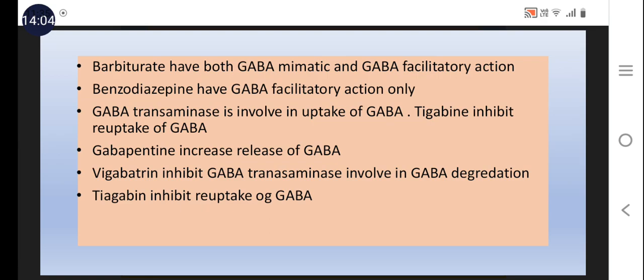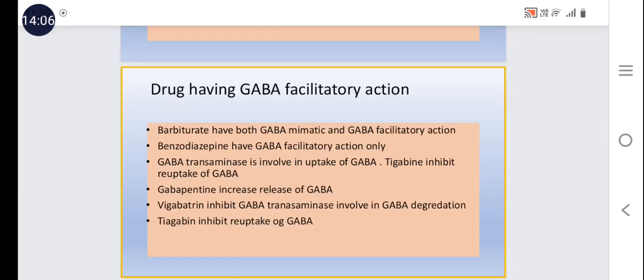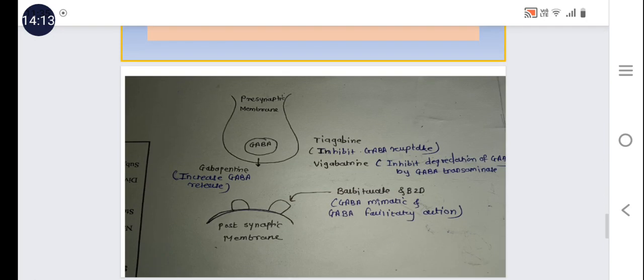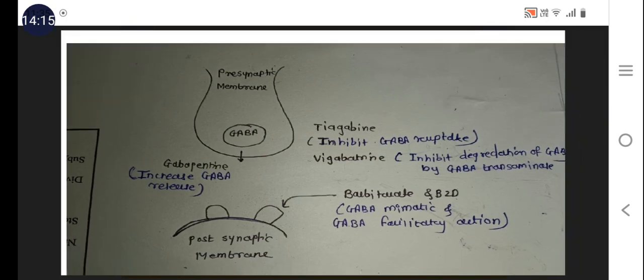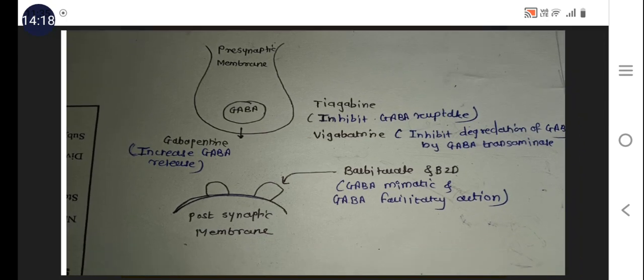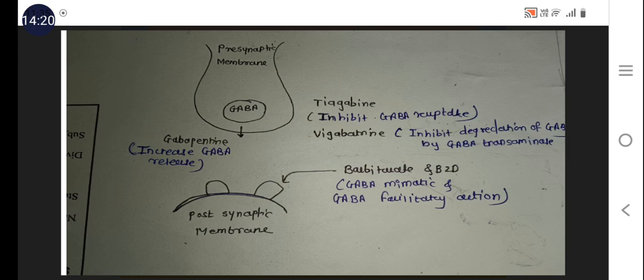Reuptake means that when reuptake is inhibited, automatically the level of the GABA increases in the synaptic cleft. Here I have explained it by the simple diagram. You can see this one is a presynaptic membrane, another is a postsynaptic membrane, and GABA is stored in the vesicle. One by one, gabapentin increases the release of the GABA.